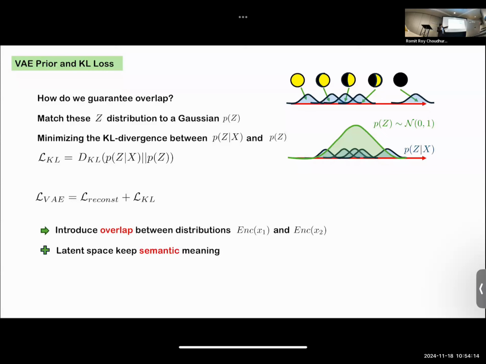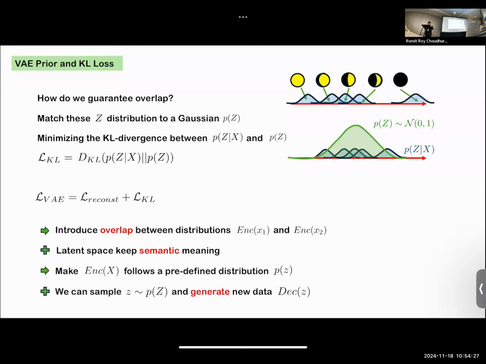And the good thing, again, is that it introduces overlap between distributions, and also the latent space will keep semantic meaning after we optimize these two losses together. So you see, autoencoder was only doing reconstruction loss. Now we have reconstruction plus KL. This is the new objective. KL is Kullback-Leibler divergence, which makes the mountains come under the green mountain. That ensures overlap between the mountains.